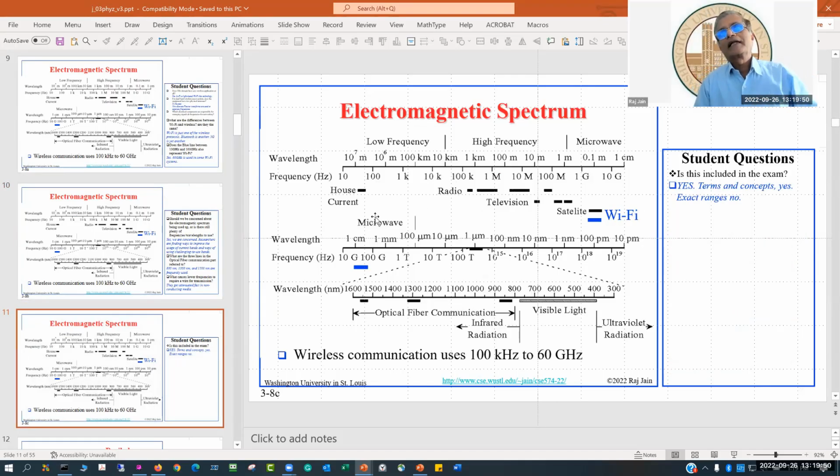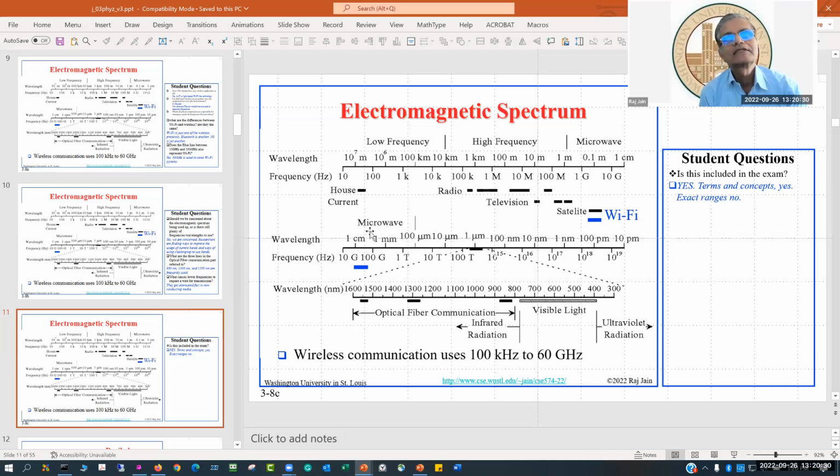Okay. Electromagnetic spectrum. Is this included in the exam? This is included in the exam for sure. This is one of the key things you have learned in this course. Now, you don't have to remember that Wi-Fi goes from this to this, or radio goes at this. No. But you have to have a general knowledge of where things are: low frequency, high frequency, microwave, medium, high frequency. I'm not going to worry about the numbers, but you really need to know some relative idea of where things are. That visible light is different than optical fiber communication.